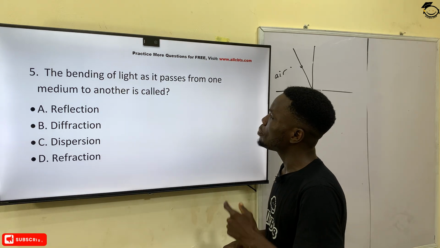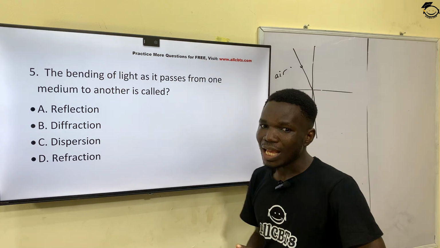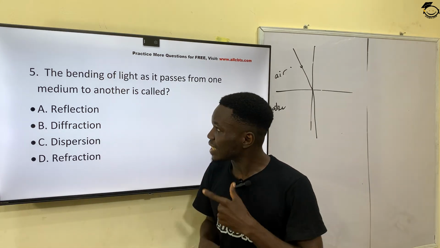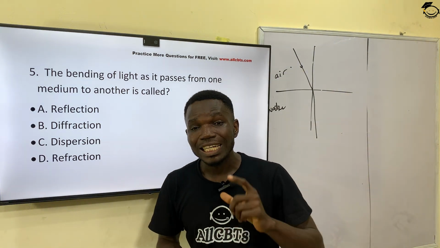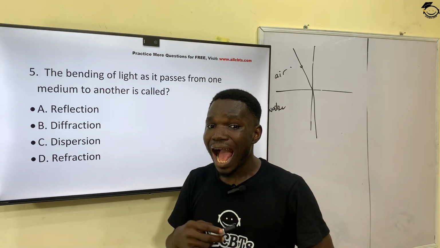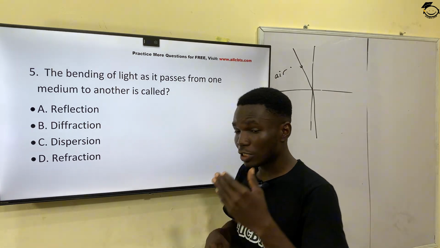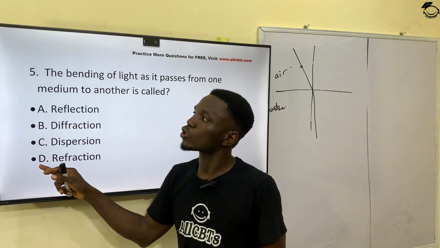So that takes us to question number 5. It says, the bending of light as it passes from one medium to another is called dash. That is refraction. When light passes from one medium to another and bends as a result of the transfer from one medium to another, it is called refraction. That is option D.